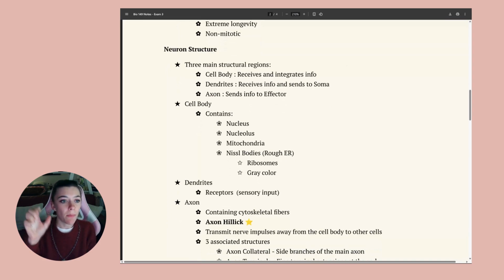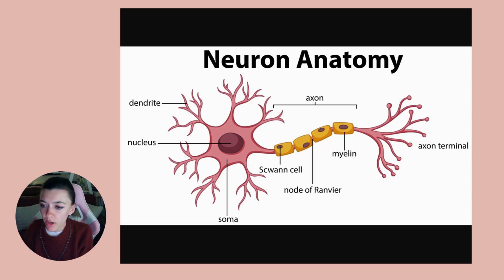There are three main structural regions to a neuron: the cell body, the dendrites, and the axon. In this picture, you can see the cell body on the left, surrounding the nucleus. It's the big pink thing. Branching off the cell body, you have your dendrites. And then the main branch is where your axon is, where it's going to send and receive information.